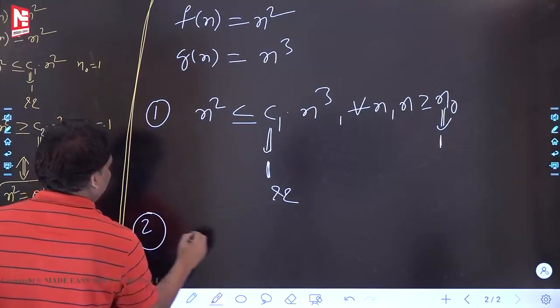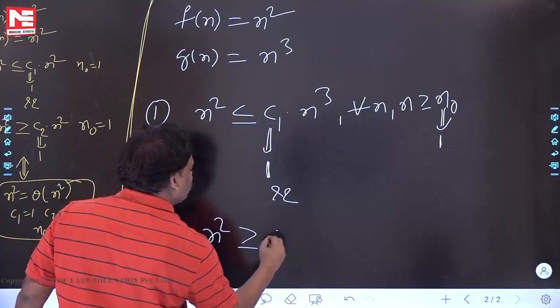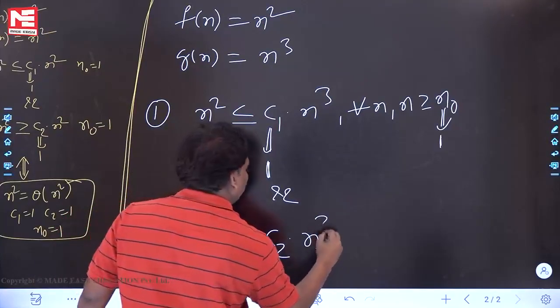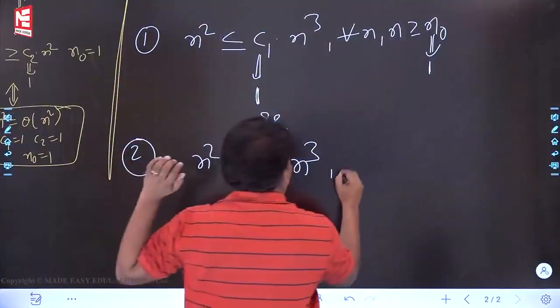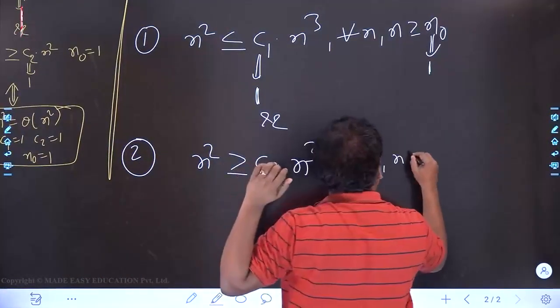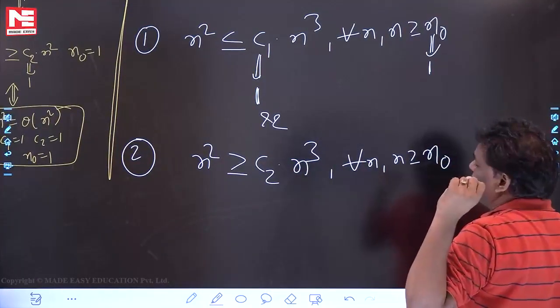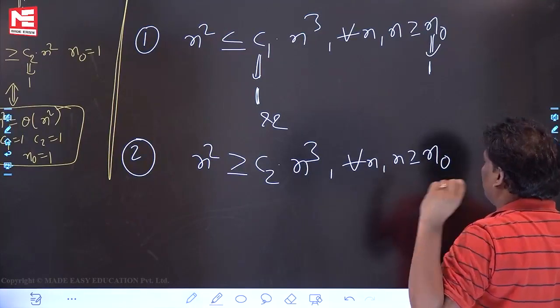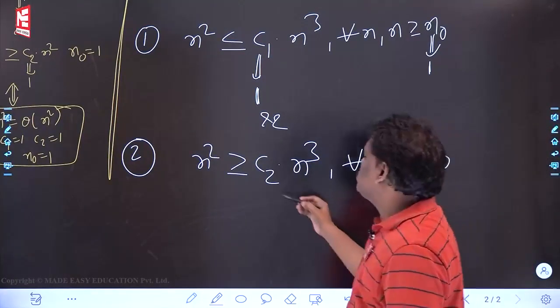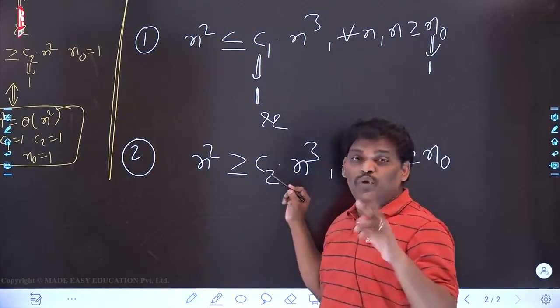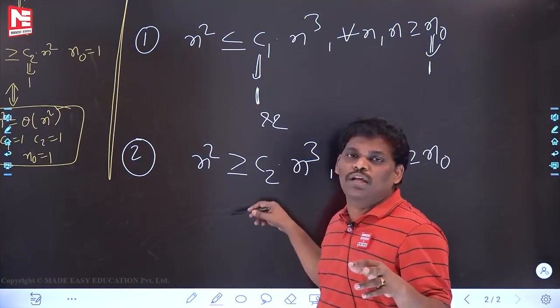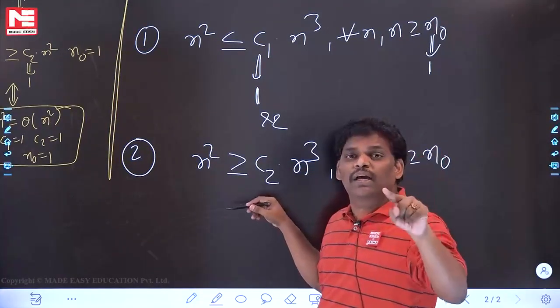Second, omega, let me try. N square greater than or equal to some C2 into n cube, for all n where n is greater than or equal to n0. Now, what is the meaning of omega? Omega means right will be smaller. That means left will be bigger or equal.